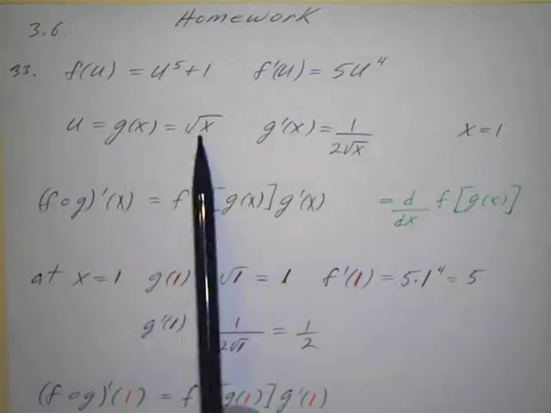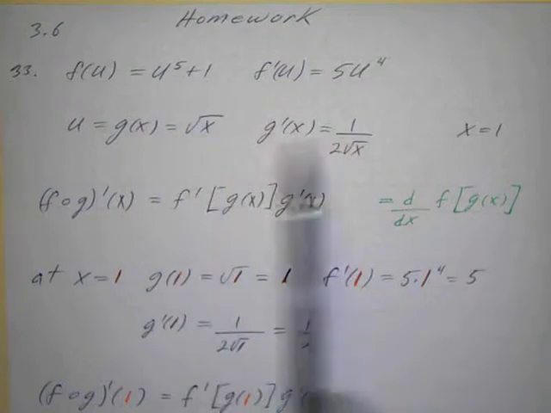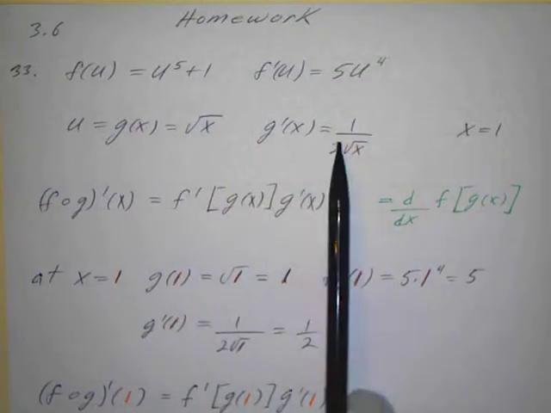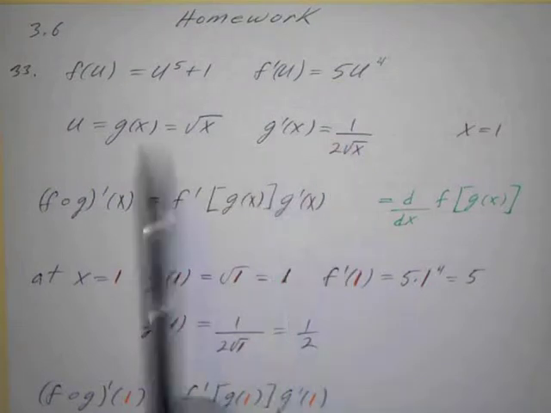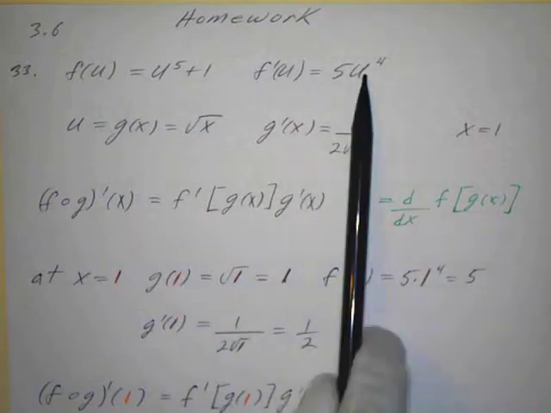So this is my g of x. The derivative of x to the 1/2 is going to be 1 over 2 times x to the 1/2. So that's g prime of x. And I'm going to need these different components. So I have g of x, g prime of x, and then f prime of u.